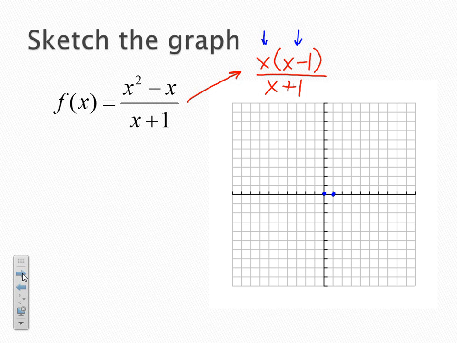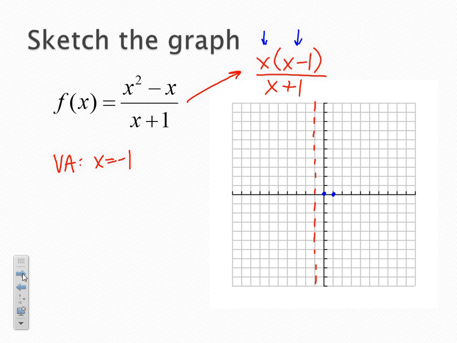Okay? Step number 4, we need to look at the vertical asymptotes. What makes the denominator 0? When I look at this function, the denominator is 0 at negative 1. So that's my vertical asymptote at x equals negative 1. So we have that graphed. Again, that's the zero of the denominator.